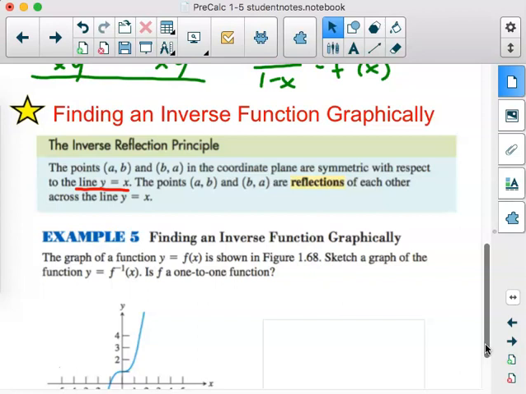Now, the name inverse, typically when we talk about inverses when we're just solving, we're thinking, how do you undo something? So it's weird to think of this as an inverse, but it literally is how you undo a graph. You find its inverse. That's how you undo it. So example 5.